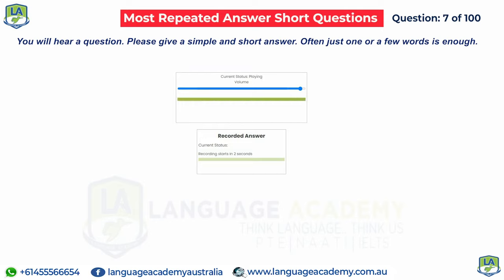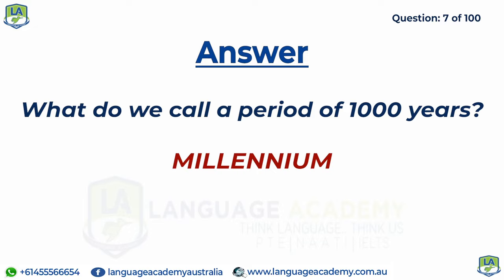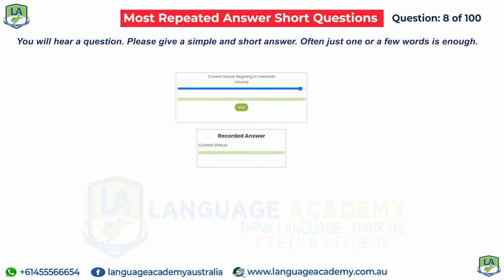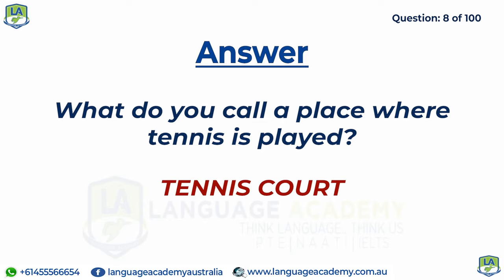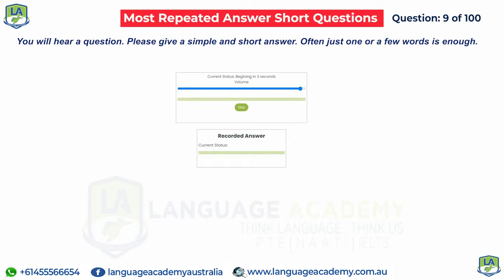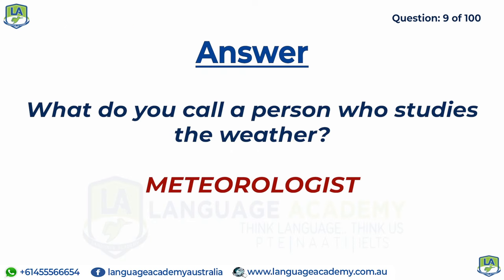What do we call a period of 1,000 years? Millennium. What do you call a place where tennis is played? Tennis court. What do you call a person who studies the weather? Meteorologist.